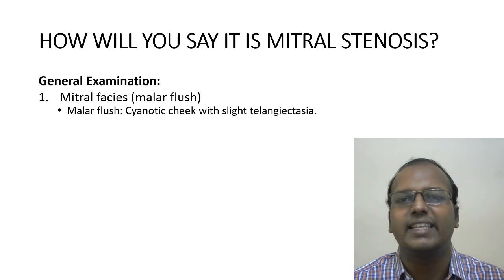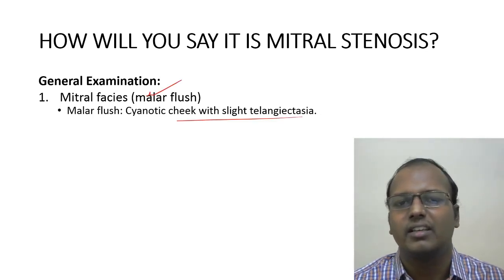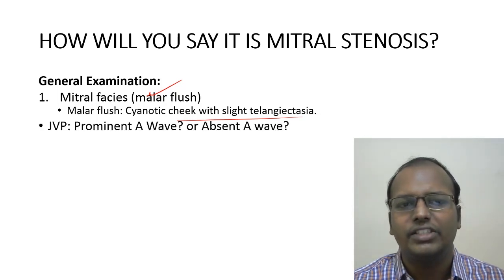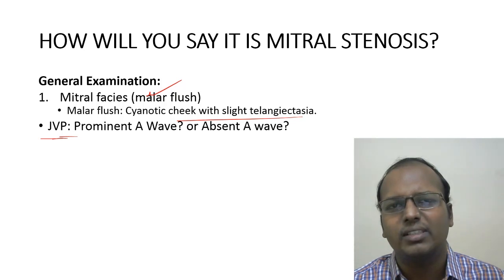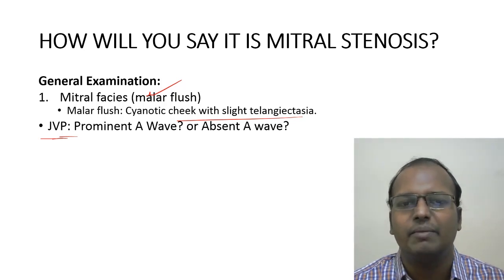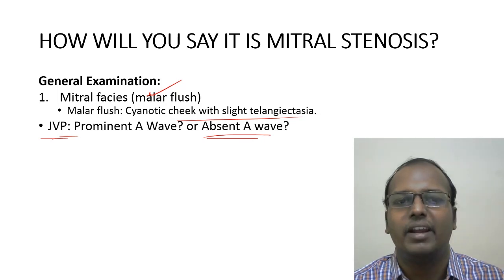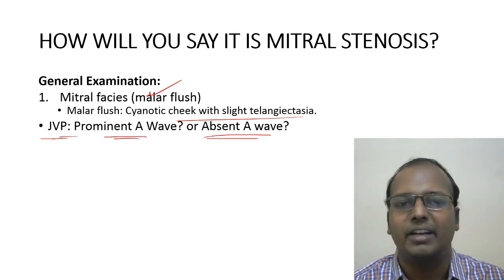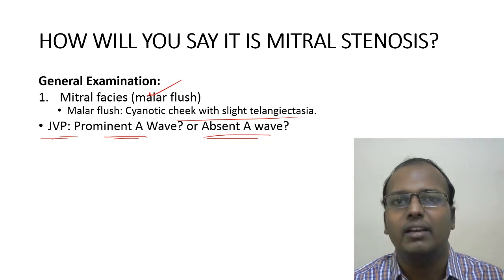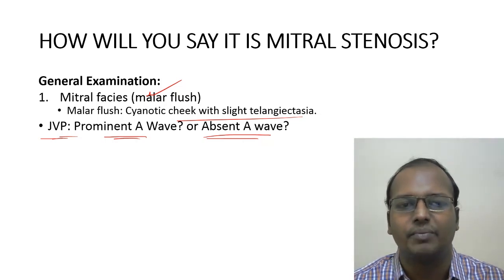From the general examination, is there any finding? Is there any mitral facies? Look for that. Cyanosis, telangiectasia, you can look for that. Then JVP, check for JVP. Mostly no significant finding will be there. Sometimes there can be an absent A wave if the patient is having atrial fibrillation. Sometimes there can be a prominent A wave because of pulmonary hypertension. These are the 2 findings which you can see in a patient with mitral stenosis.